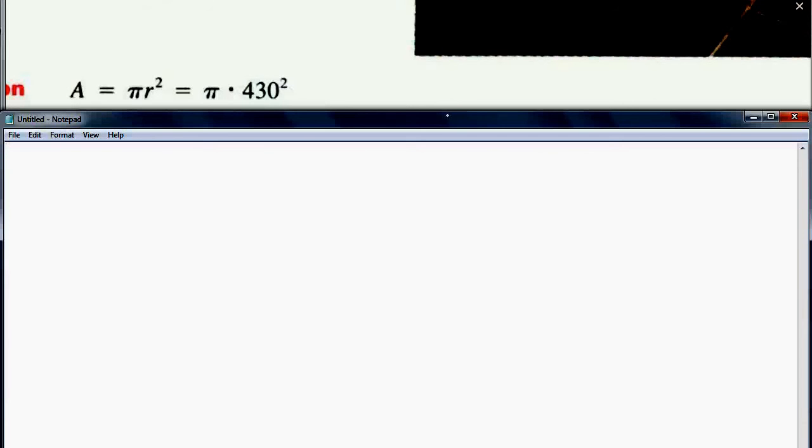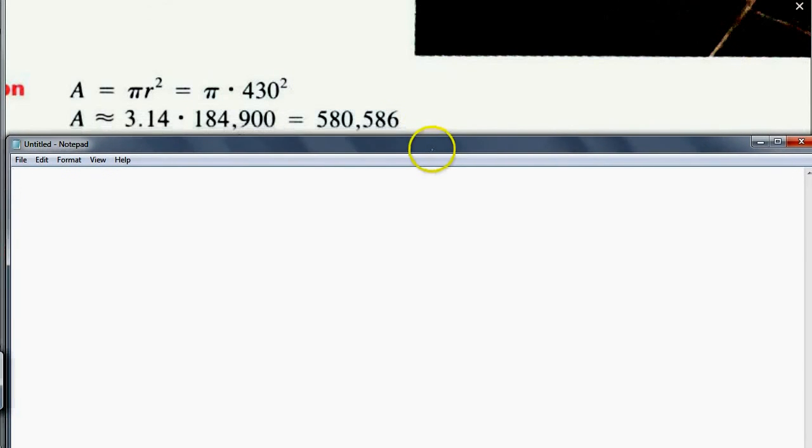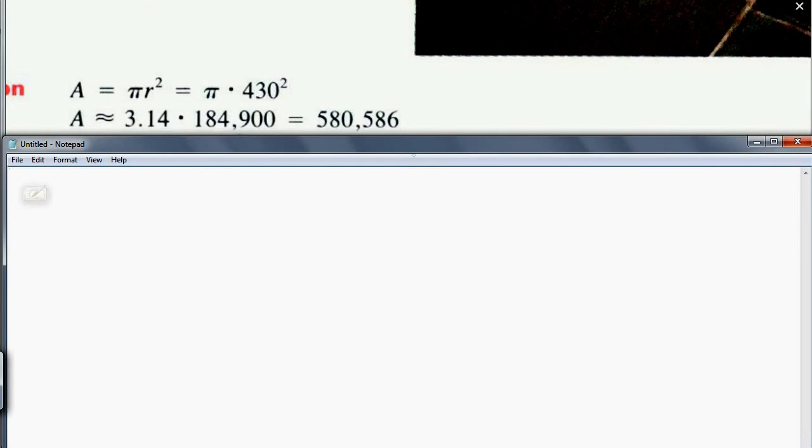Now, of course, you could use calculator for this. When you punch it in, 3.14 is this, you should have gotten 580,586. I'm done, right? No. Okay, why not? Why am I not done? Yeah, you should be unit squared. Hold on. Actually, the unit they give us, the unit is in? Not centimeters, meters. Okay.